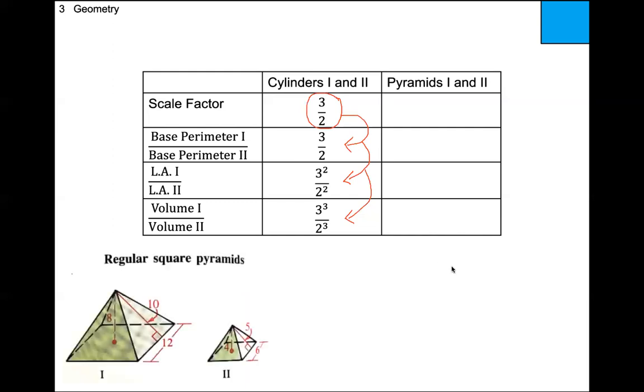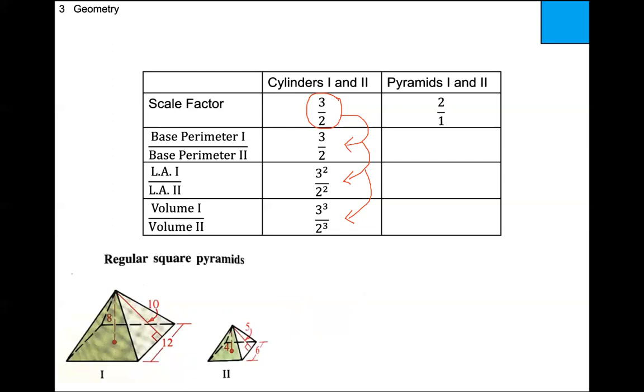So let's see if it worked out for our pyramids. So our pyramids, step number 1 is we set up the scale factor. You pick any 2 corresponding sides. I'm not picking 2 sides on the large one. I'm picking 1 side and its corresponding side on the small one. So for instance, if I pick the slant height on the big one is 10. The slant height on the small one is 5. I could have picked 8 and 4 if I wanted to. Notice we get 2 to 1. So the scale factor is 2 to 1.